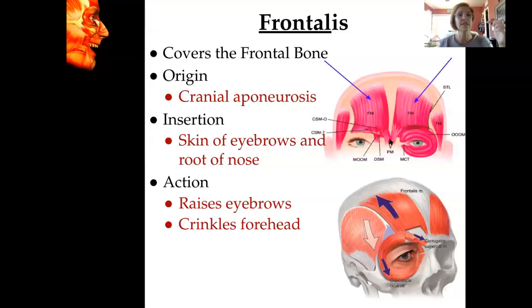root of the nose. So remember, we always want to pull the insertions towards the origin. So what happens when you pull the insertion towards the origin? The eyebrows raise, the forehead wrinkles, okay? So this is where knowing the direction of the fiber is helpful in identifying the functions. So pull the insertion toward the origin and it will raise the eyebrows. Frontalis muscle, any questions?